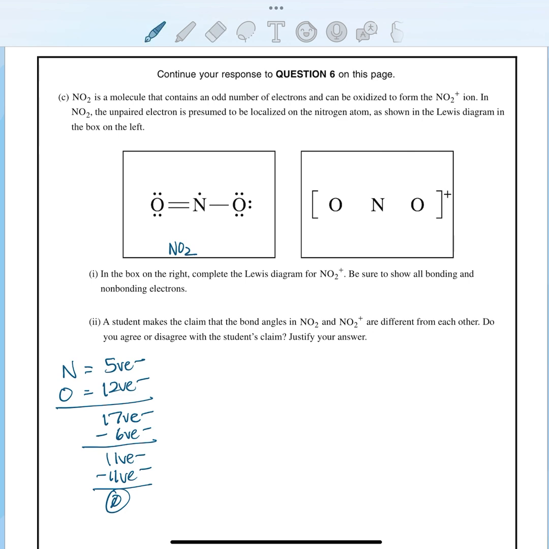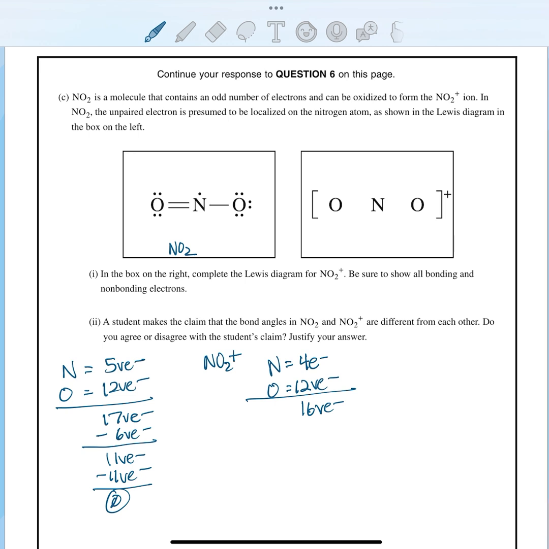So going on to my NO2 plus, remember, the plus means it got oxidized, so you lose an electron. So for nitrogen, I'm going to say we have 4 valence electrons now. And oxygen, it's 6 times 2, so still 12. Okay, so in this structure, I have 16 valence electrons.